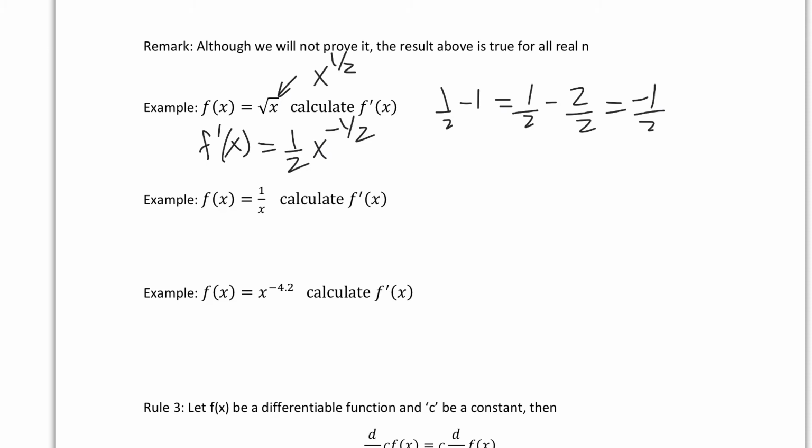Let's do the next one. f of x is equal to 1 over x. Again, we need to use a little bit of knowledge here. This could be written as x to the power of negative 1. So that'll be negative 1, x to the negative 2. Now, you can go ahead and simplify these if you want. For example, this one would be negative 1 over x squared, if you were to convert it to a nice power that doesn't have a negative exponent.